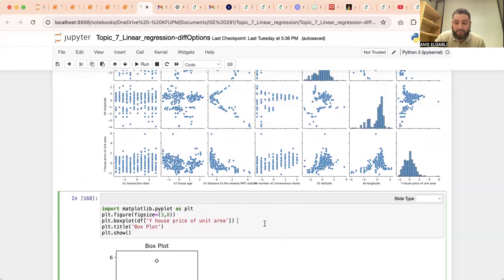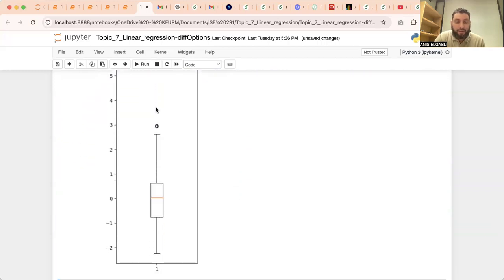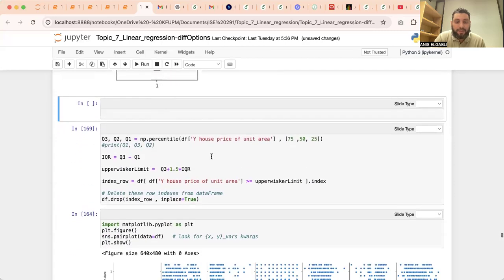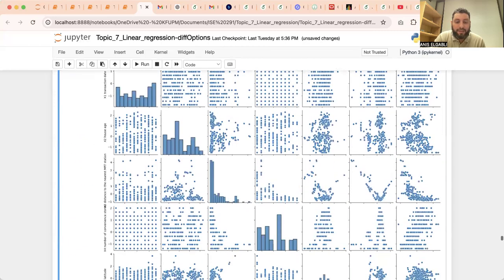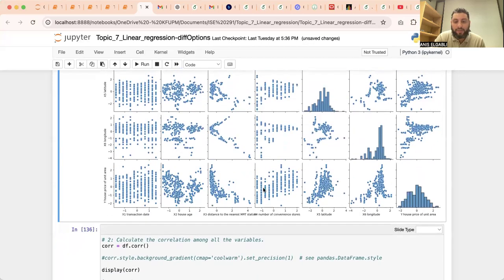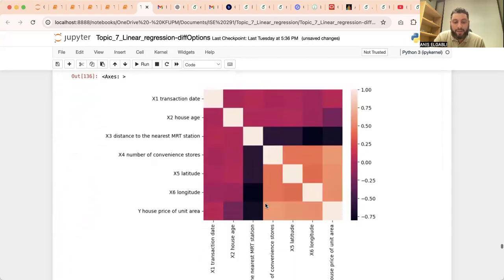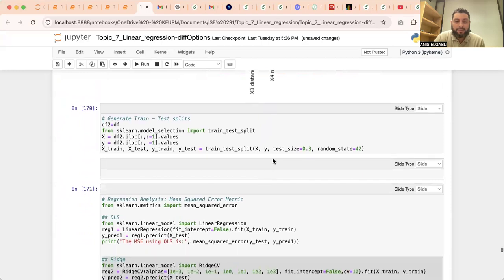Then I decided to plot the box plot for the target variable. And actually, I found there are some outliers. So then I removed them here, and I just replotted the figures. The conclusions are the same. I just removed the outliers, but the conclusions for every one of them are the same. We don't need to look at the correlation again.